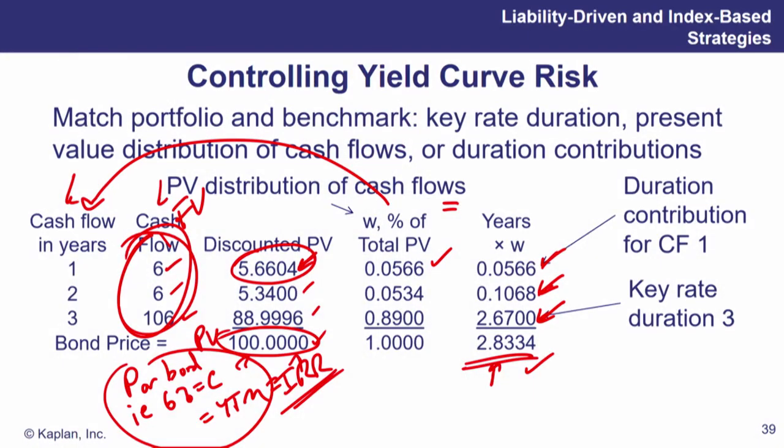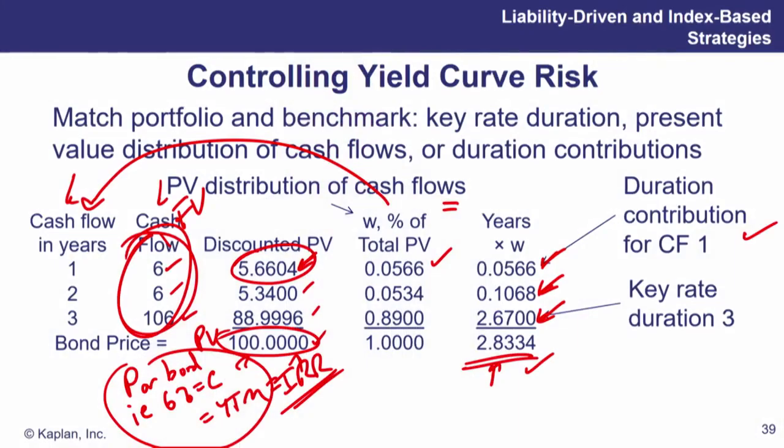Now, the point being, if I want to match the duration characteristics of an index, and then if I take my portfolio and I match the present value distribution of cash flows in the portfolio to those in the index, I'll have matched the durations and I'll have matched the key rate durations, and I will be protected from parallel and non-parallel shifts in the default free yield curve.